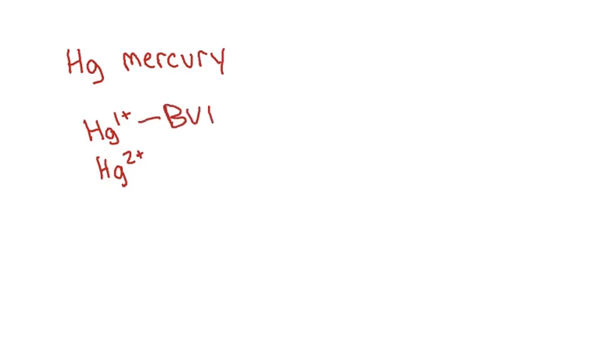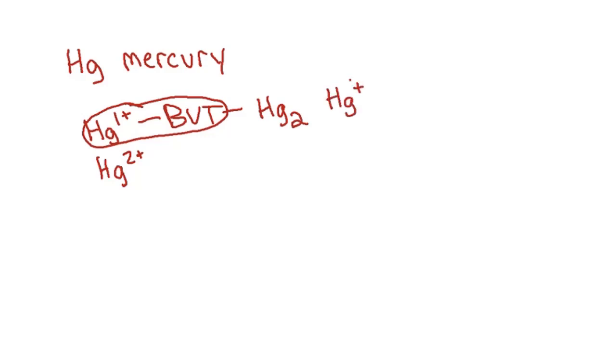But here's the difference between all the other ones, which is why I wanted to put this on a different page. The mercury with a 1 charge to it never comes alone. It always comes in pairs. So it always comes in as a mercury 2, 2 mercuries. So if you have a mercury that has a 1 charge and another mercury with a 1 charge, you're going to end up with 2 mercuries that have a 2 positive charge together.